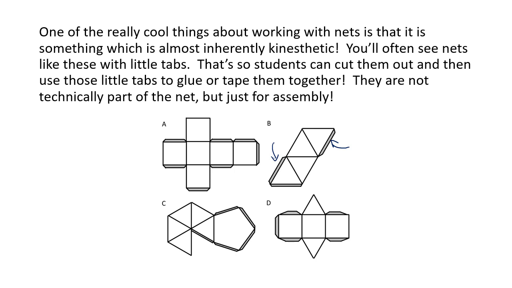So you can look at these 4 nets and get an idea of what shapes they're all going to make. All 4 of these nets will make a polygon. I'm sorry, a polyhedron. I said that wrong. Polyhedron.